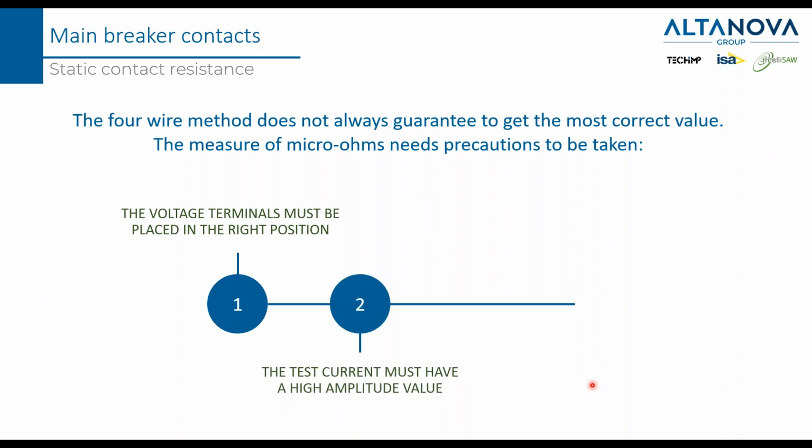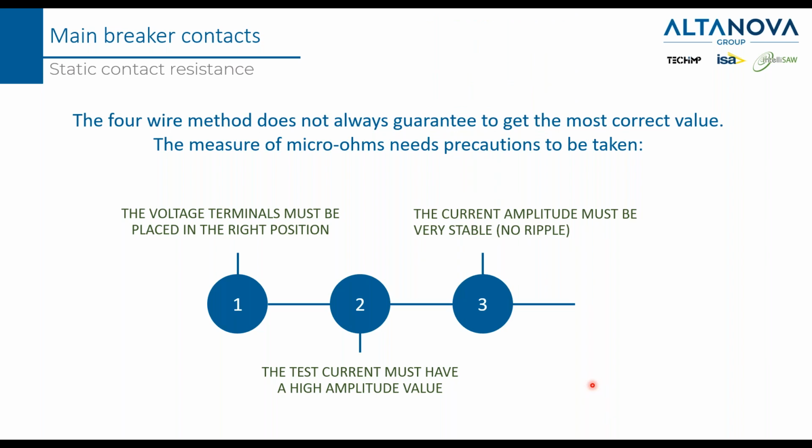Then you need to inject a current with high amplitude. Then the current amplitude must be very stable. This means you need a DC current. And also you need very good noise rejection. Now we are going to explain one by one in detail.